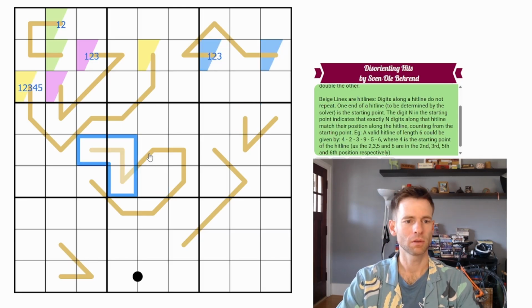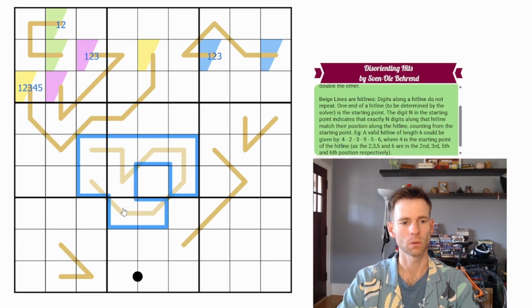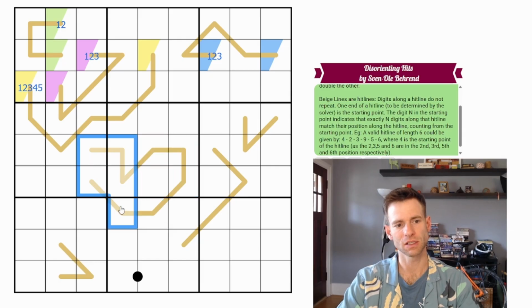1, 2, 3, 4, 5, 6, 7, 8, 9. Wow. So this is another region of the puzzle. These are all different digits, so they are the digits 1 to 9.